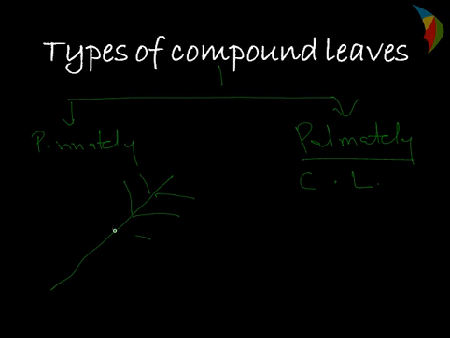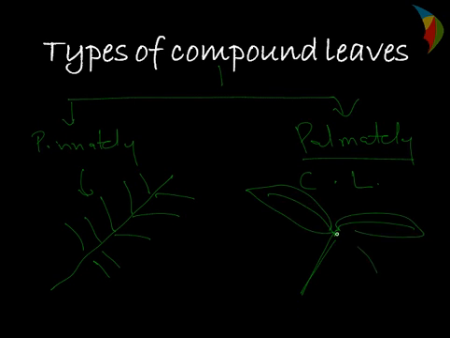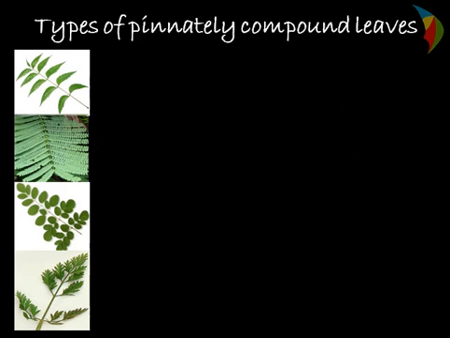This is rachis. This forms the pinnately compound leaf. And in the case of palmately compound leaves, the leaflets arise from the tip of the rachis from a common point. In case of palmately compound, you can say the leaf arises from the tip, like this. So there are two types of compound leaves. Now we can go into details of pinnately compound leaves.